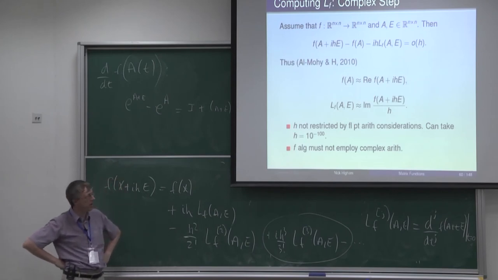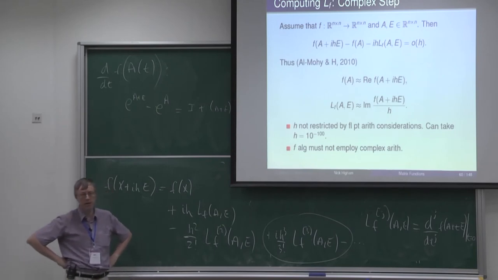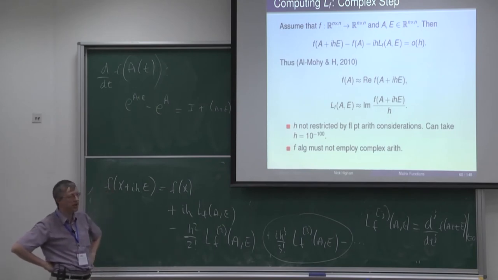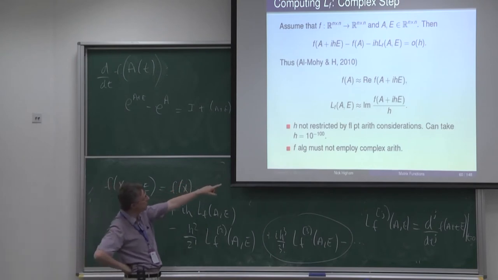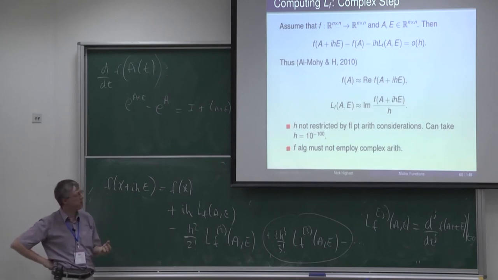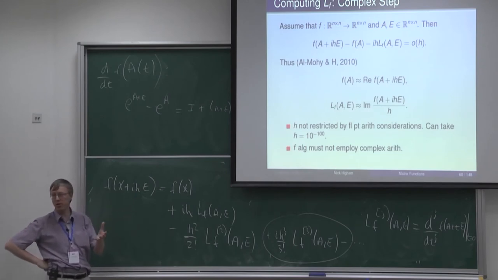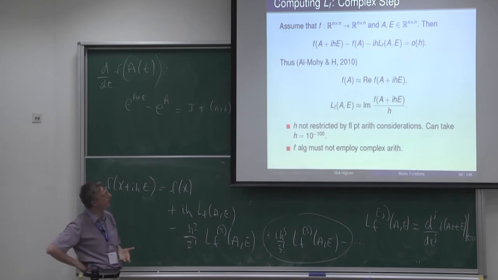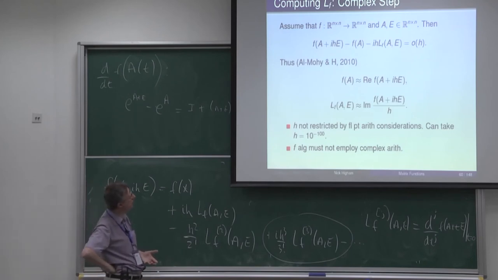So in this context, I can take h as 10 to the minus 100 with impunity. There'll be no problem with a very tiny h, which sounds a bit hard to believe. If I take h as 10 to the minus 100, why doesn't it just disappear from the computations? It's so small compared with 1. If you did 1 plus that h on the computer, you'd just get 1. Well, that's the remarkable thing about this idea.